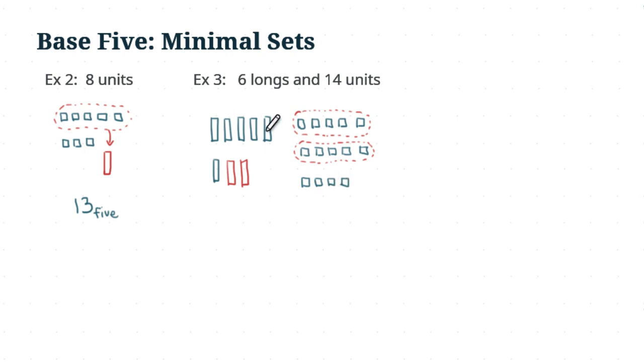Now let's look at the longs that we have. We have 5 longs here and 3 longs here, so it's more than 4. So we can regroup those 5 longs into a flat. Now let's do that. Here I'm using a different color so that we are going to get a flat.